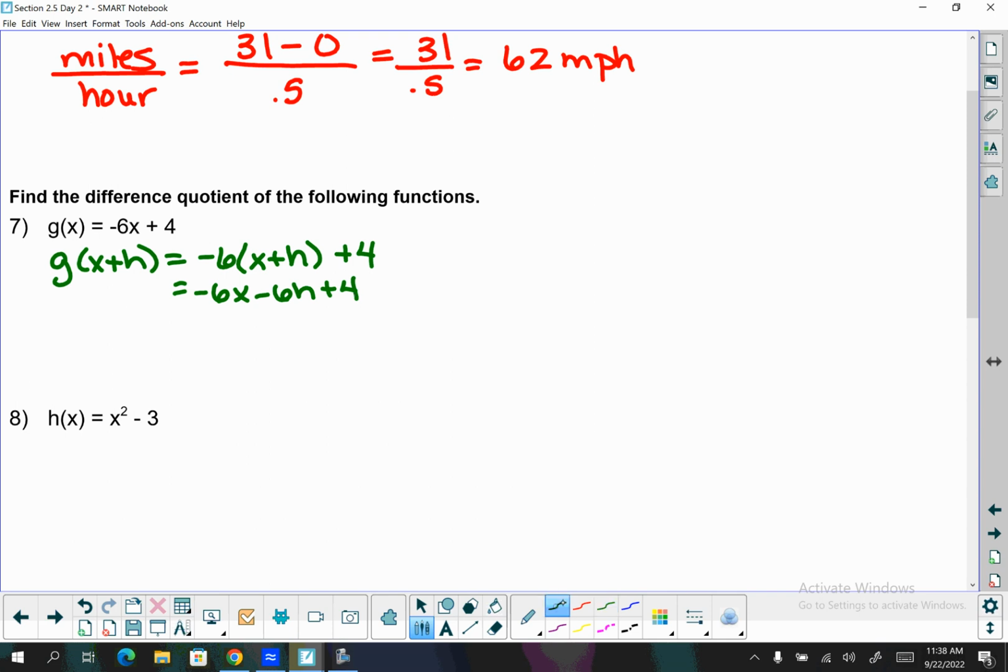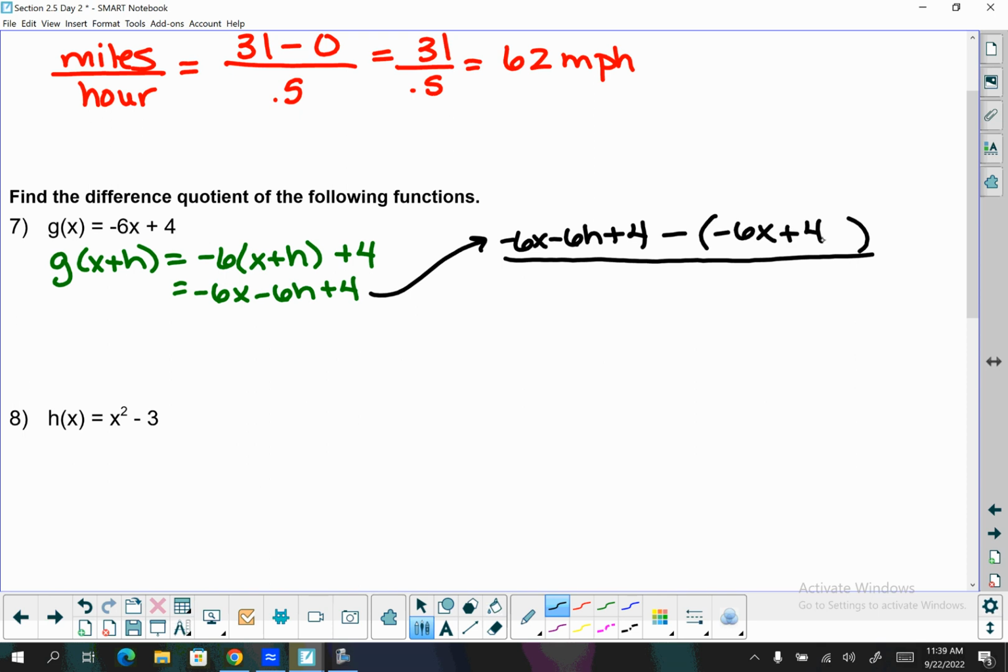Okay, so in the formula, that's that whole piece, that f of x plus h, we just calculated it. So now I'm going to set up my big fraction, okay? What we just calculated goes first. Then we subtract the original function and put it in parentheses because you're going to have to distribute a negative. The original function is negative 6x plus 4. Then we divide the whole thing by h. And now we simplify. The only thing I'm going to do is distribute my negative through in the first step. Negative 6x minus 6h plus 4 plus 6h minus 4. And everything's over h.